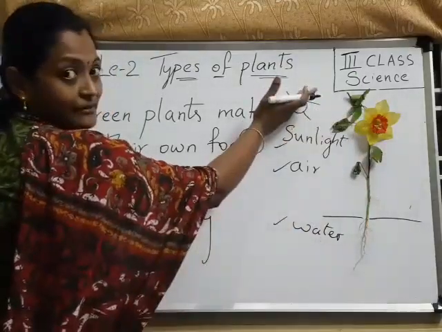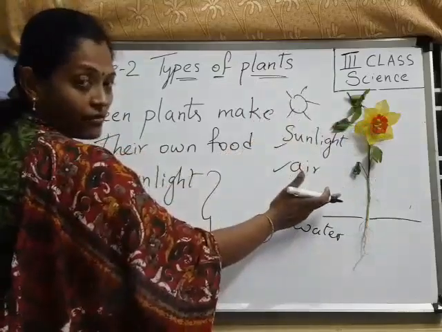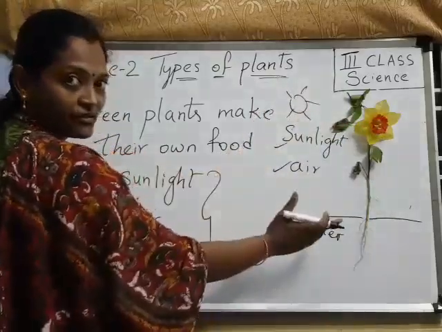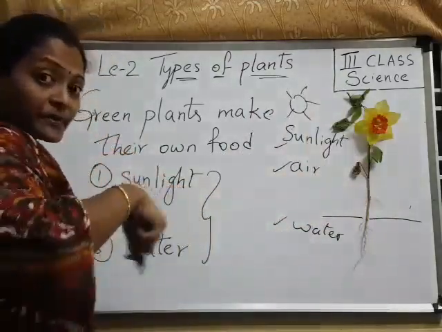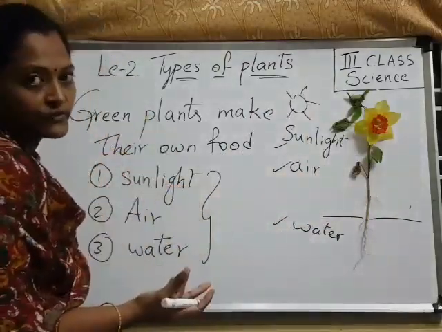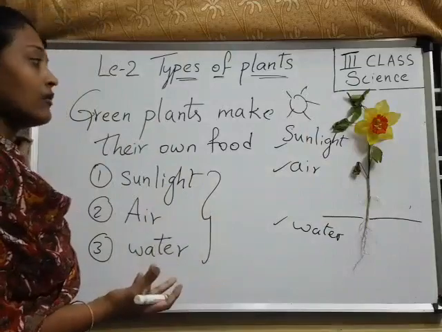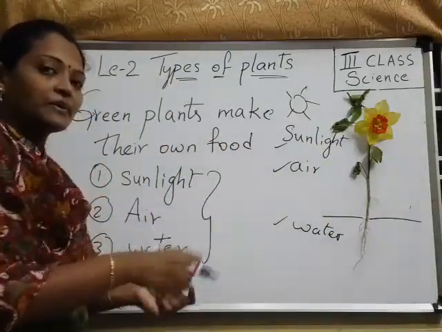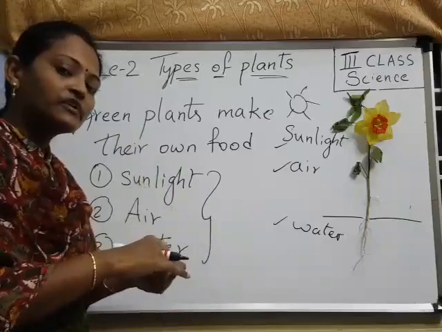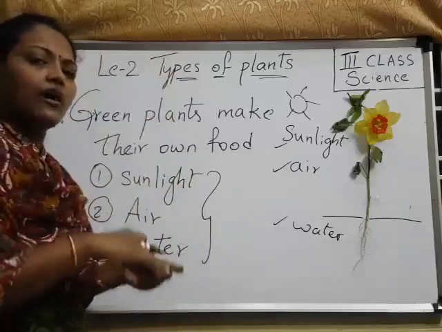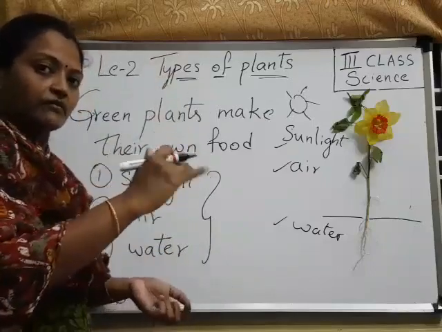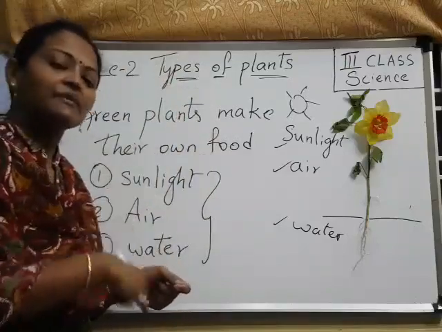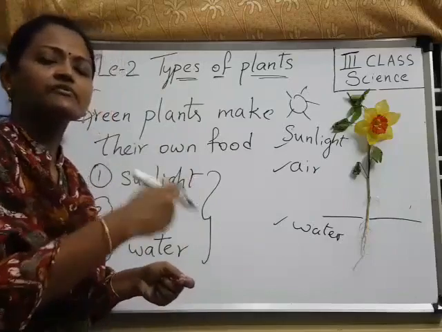Sunlight from the sun, air from the surroundings, and water from the soil. With all these three things, the plant prepares its own food. Understood, children? It prepares the food for growth, I said, right? The plant prepares its food and it is used for its growth. Then, after using it for its growth, it is still preparing the food. The plant is still preparing the food every day.